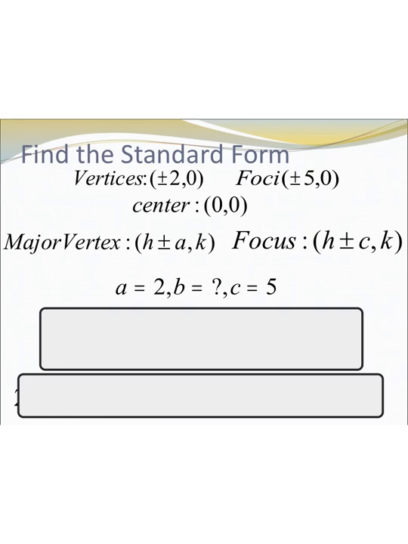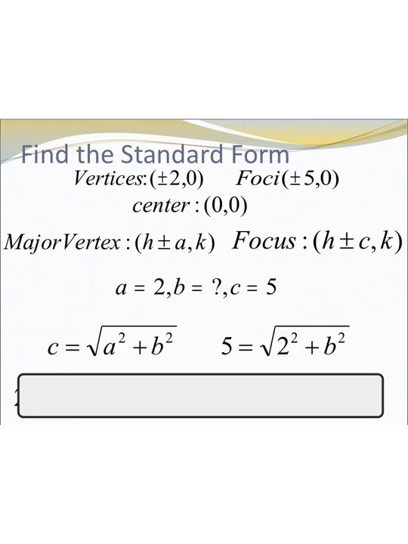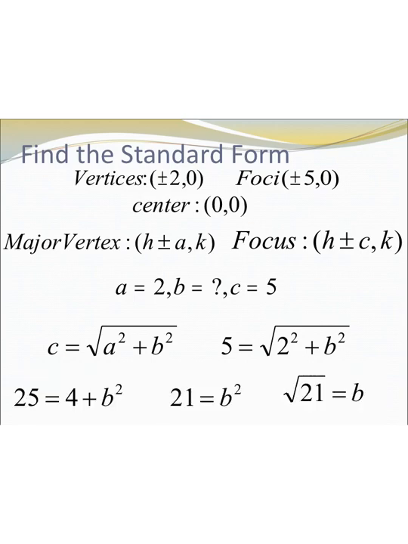I can use my equation for c to help me identify what my b value is going to be. And since c is equal to the square root of a squared plus b squared, I again plug in my information, and now it helped me identify what my b has to be. So I get that b ends up being the square root of 21. Now that I know a and b, I can go ahead and plug in the information to find my equation in standard form.